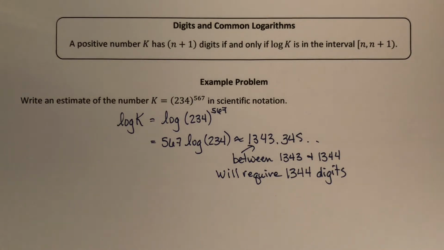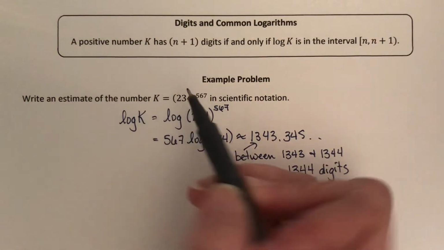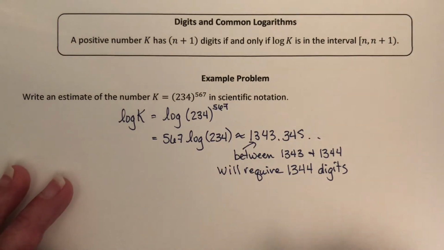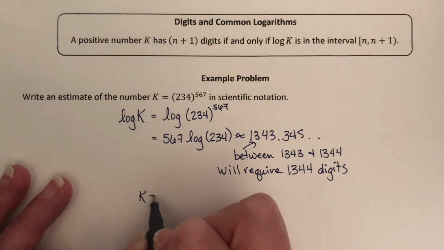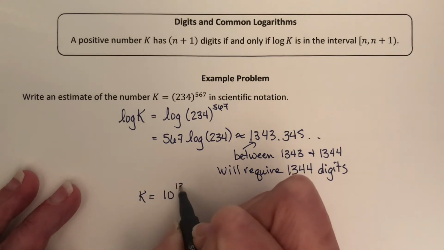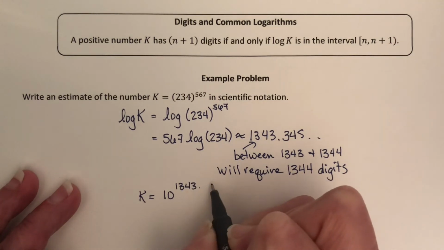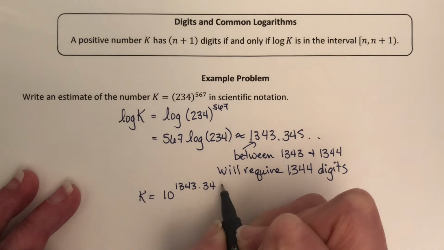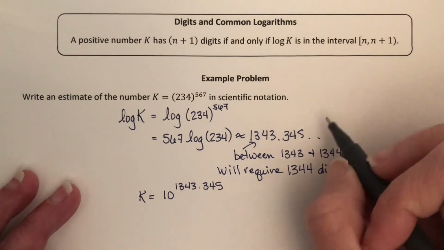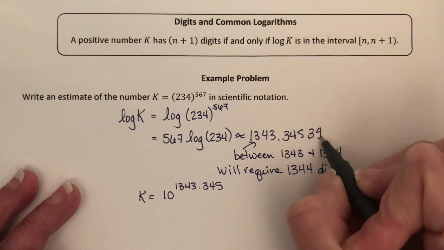So what I can do is start off right here. If I convert this to exponential form, I have k is equal to 10 to the 1343.345. I should probably write out more digits here because they will want it. This is also 391.